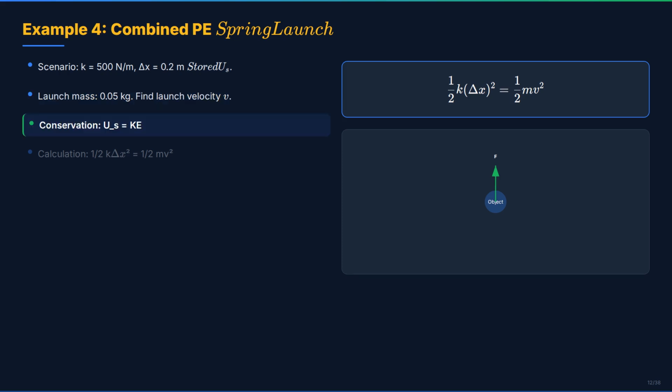Now we set 10 joules equal to 1/2 times 0.05 kilograms times v squared. Solving for v, we find v squared equals 200, so v equals 20 meters per second. This shows that the stored energy in the spring dictates the speed of the object it launches. The spring is the power source.